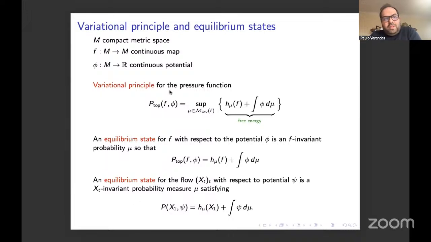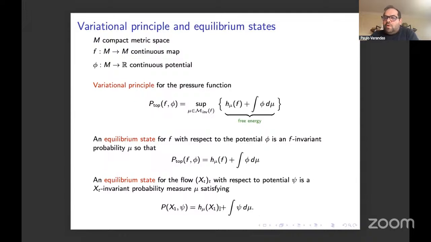Let me just recall some of these notions. For a compact metric space, a continuous map and a potential, you have the classical variational principle. The topological pressure is just the supremum of free energies, which is the Kolmogorov entropy plus the space averages of the potential with respect to mu. And an equilibrium state is just a probability measure which attains this equality. For flows, these objects have been defined using the time one map. You say that mu is an equilibrium state if the topological pressure, when computed for the time one map, coincides with the entropy of the measure for the time one map plus the space averages.